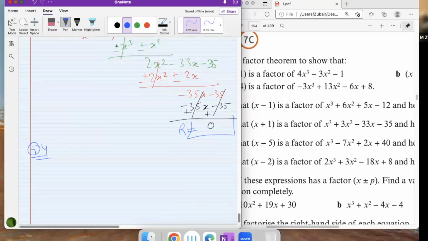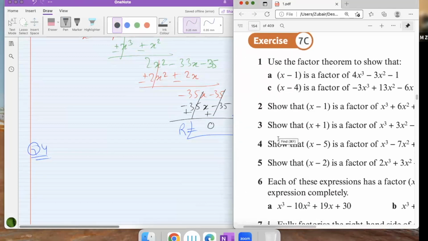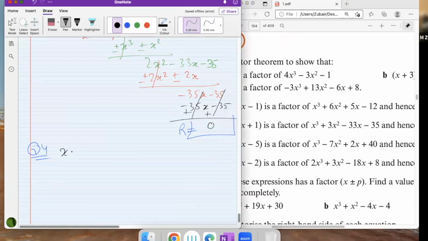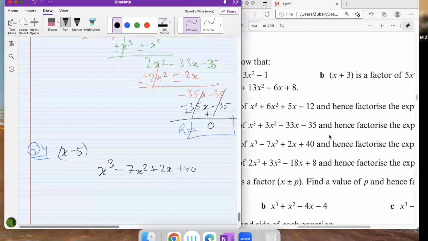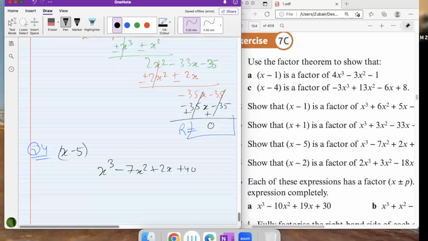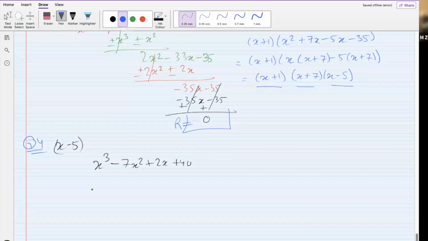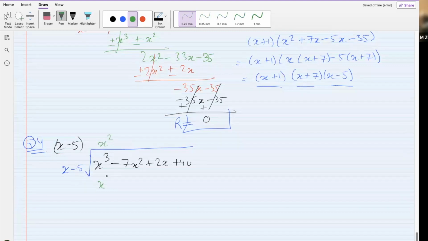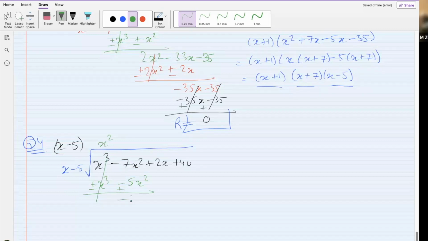Question number 4. Divide by x minus 5, and the polynomial is x cube minus 7x square plus 2x plus 40. Show that it is a factor and factorize completely. So we divide it with x minus 5 to get x cube. This is x square. You get x cube minus 5x square. Change the signs. Add these: minus 2x square plus 2x plus 40.